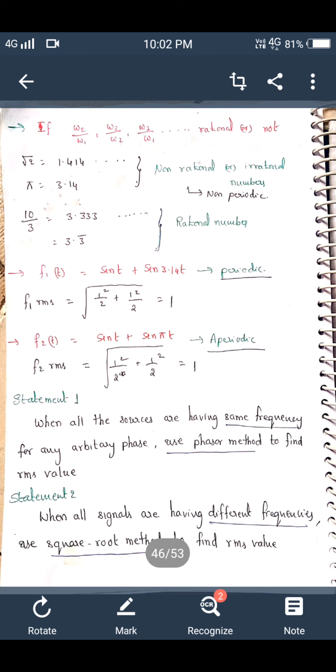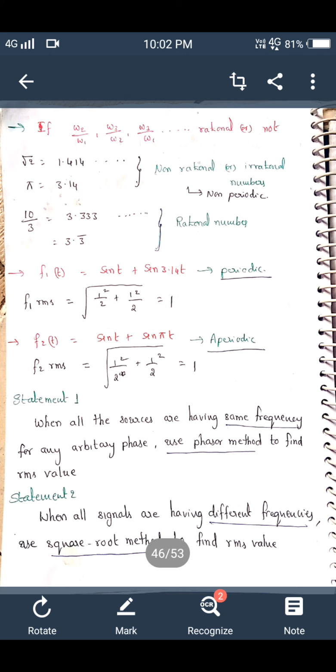The statements are: statement 1, when all sources have the same frequencies, for any arbitrary network or arbitrary phase, use the phasor method to find the RMS value. To calculate the RMS value, we have to use the phasor method. Next, statement 2, when signals have different frequencies, use the square root method to find the RMS value.